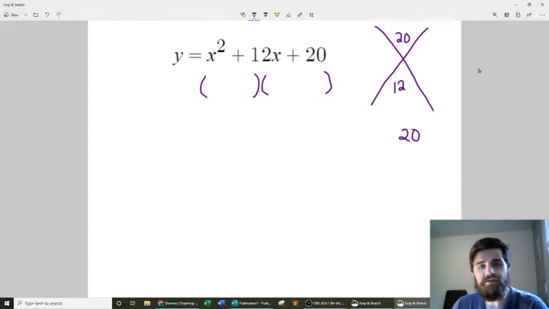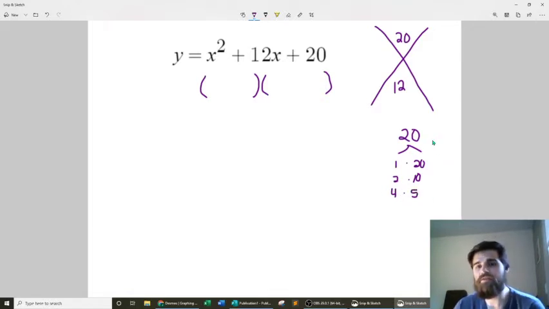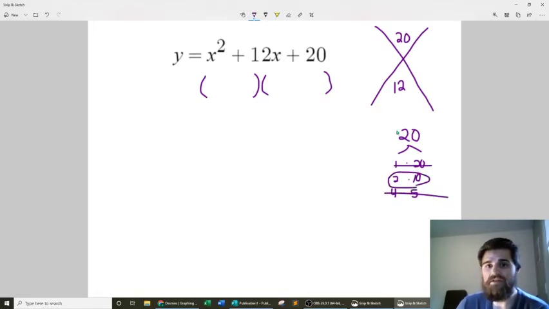What are all the ways we can multiply to get to 20? Well, if I think about my choices, I've got 1 times 20, 2 times 10, and 4 times 5. So these are the 3 different ways we can multiply to get 20. Not only do I have to multiply to get 20 though, I also have to add up to get 12. So 1 plus 20 is not 12. 4 plus 5 is not 12. So 2 and 10 are the perfect numbers. It's going to complete our little diamond puzzle.